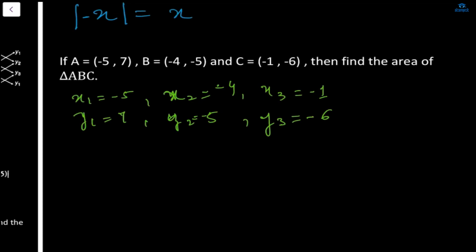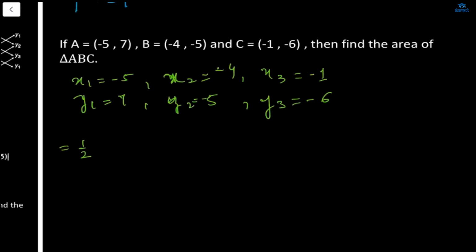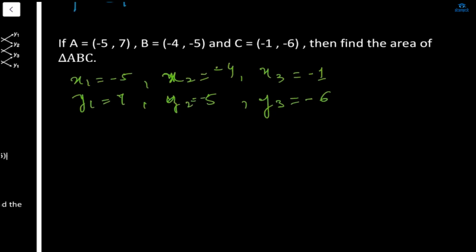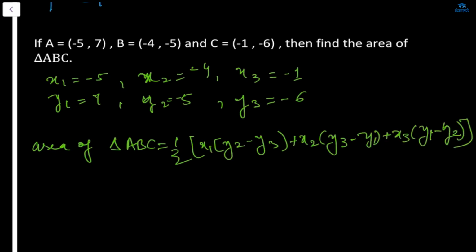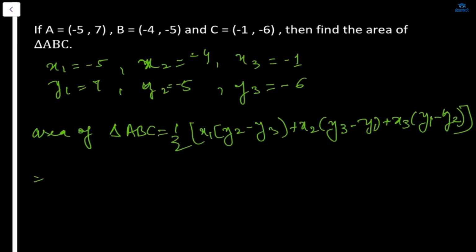Now, according to the formula, first we are going to write the formula and then we'll see. So according to the formula, you write the full sentence: area of triangle ABC will be half of x1 (y2 minus y3) plus x2 (y3 minus y1) plus x3 (y1 minus y2). Now, according to this formula, half and x1, which is -5. Now, in the bracket, you are going to write y2 minus y3, so y2 is -5, and again -(-6), it will be +6.